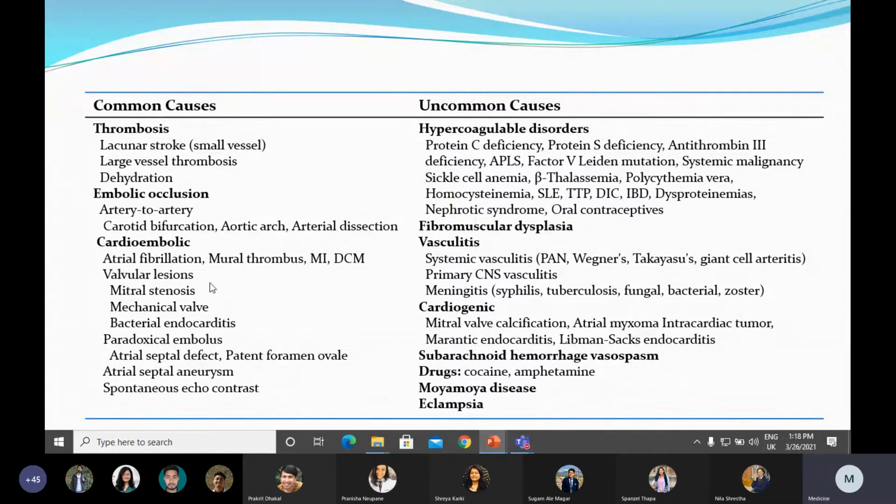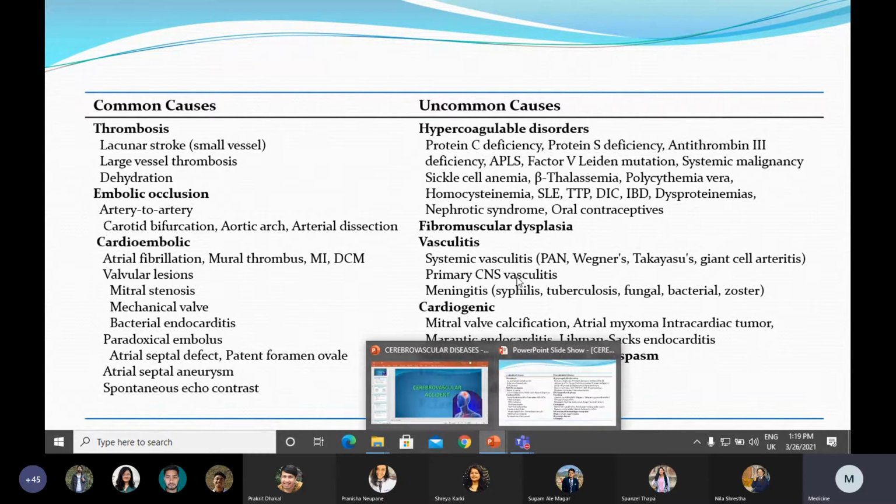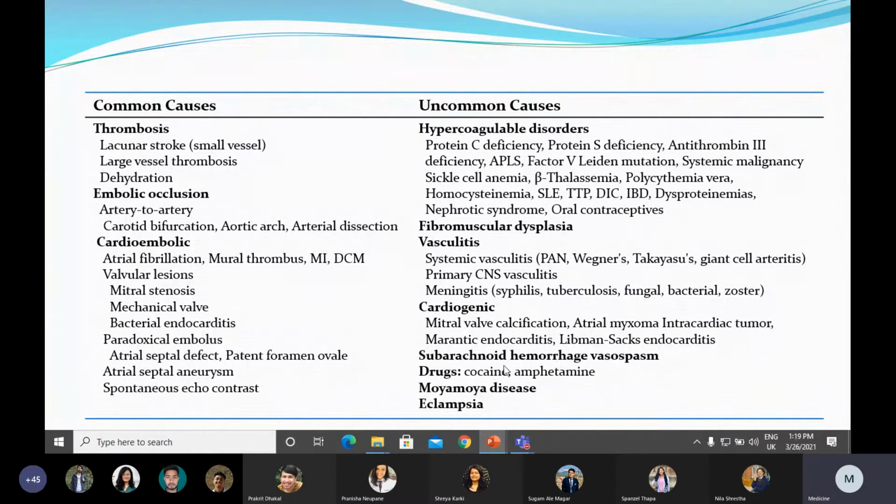There are causes of the stroke, which may be because of thrombosis or embolic, cardioembolic, or paradoxical embolic, or maybe because of hypercoagulable state, fibromuscular dysplasia, vasculitis, then maybe a subarachnoid hemorrhage causing vasospasm, drugs, Moyamoya disease, or eclampsia. These are the causes of the stroke.